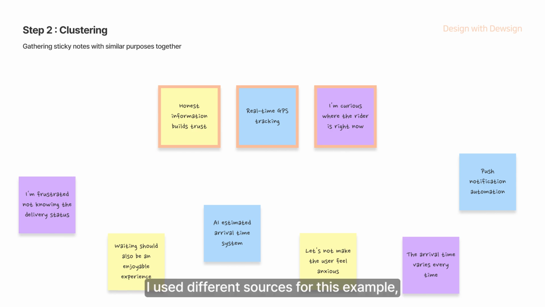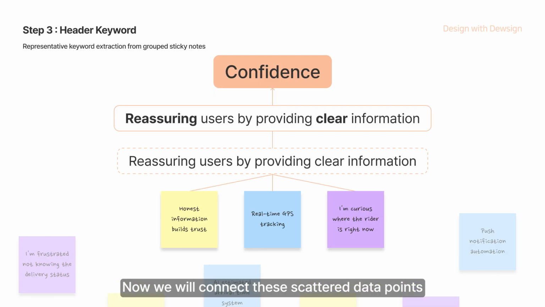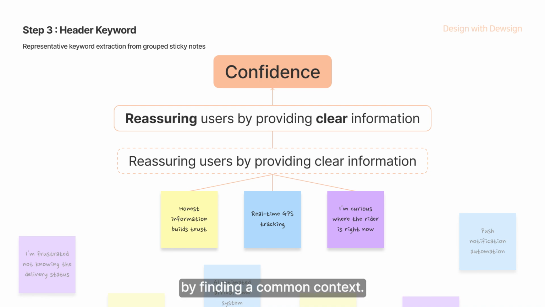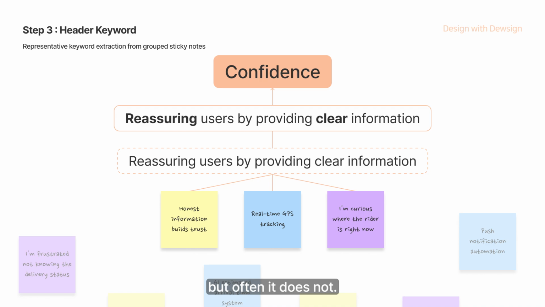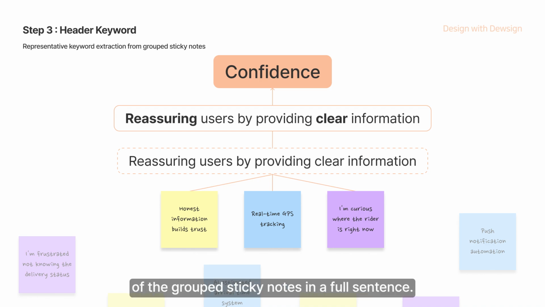I use different sources for this example, but please remember that data from the same source can also be grouped together. Now we will connect these scattered data points by finding a common context. It would be great if a header keyword appears immediately, but often it does not. In that case, try describing the common message of the group's sticky notes in a full sentence.